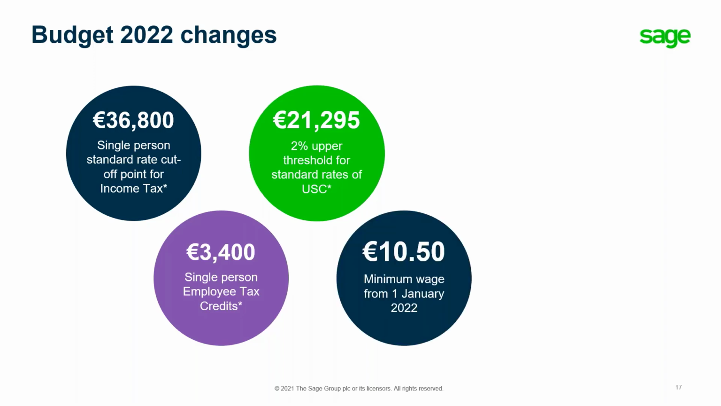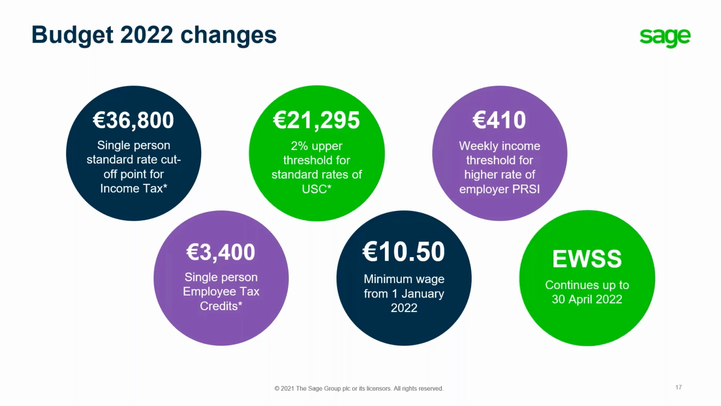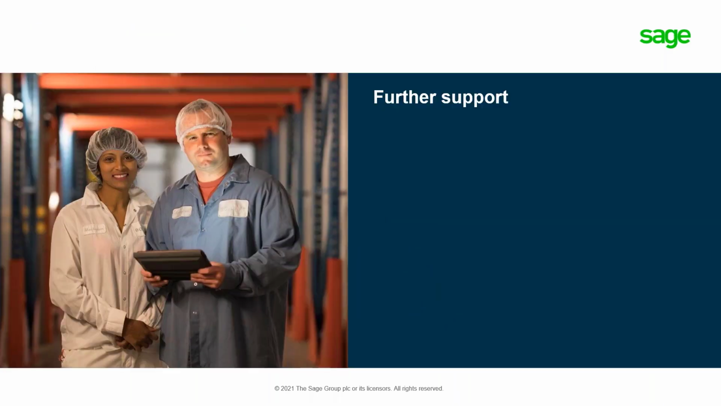Minimum wage increases to €10.50. So please ensure you have amended any payments necessary in the payroll from the 1st of January 2022 to make sure that any employees on minimum wage are being paid correctly. The weekly income threshold for the higher rate of employer PRSI is going up to €410. The Employment Wage Subsidy Scheme is continuing until the 30th of April 2022. The only action you need to take is to retrieve your RPNs and ensure that you are paying the correct minimum wage. So let's take a look at some of the further support available to you.